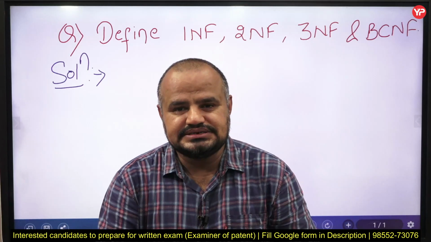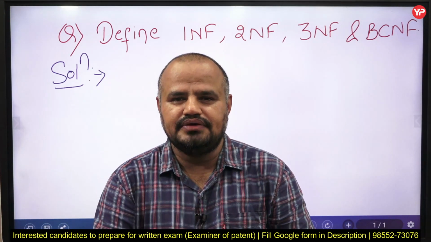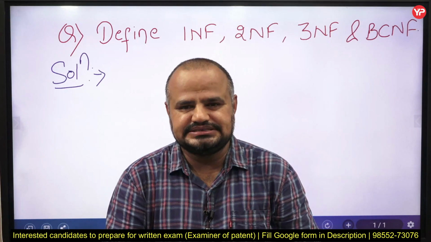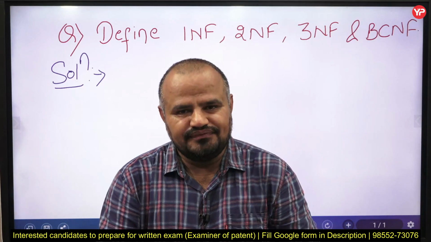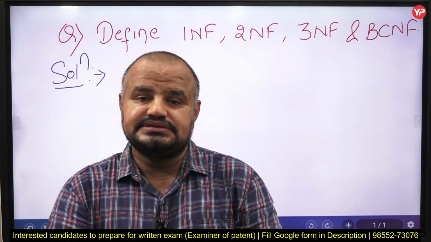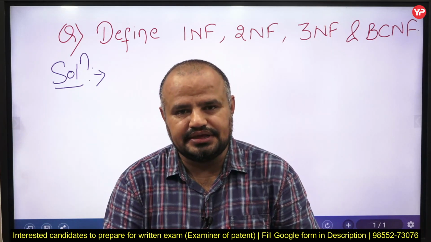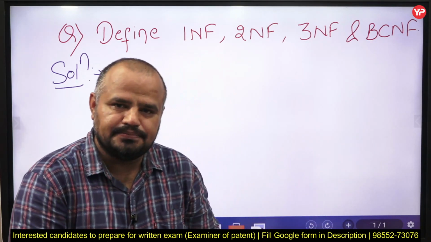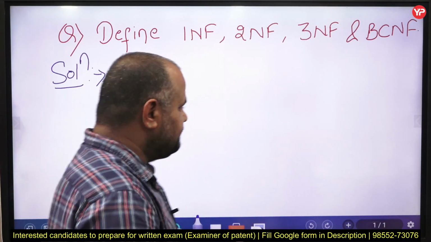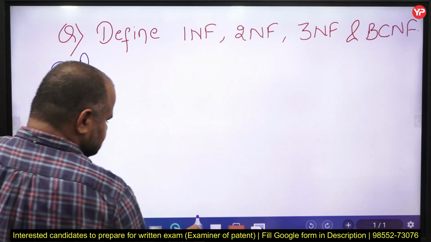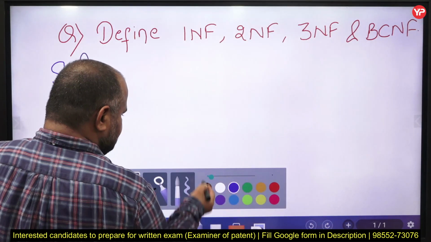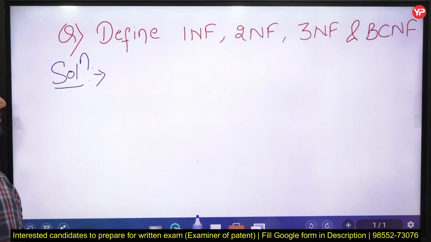Here we have to discuss 1NF, 2NF, 3NF and BCNF. So you may face this problem in section C or section D because it's a somewhat lengthy problem. So let us start with the problem. First we have to discuss what are 1NF, 2NF, 3NF and BCNF.